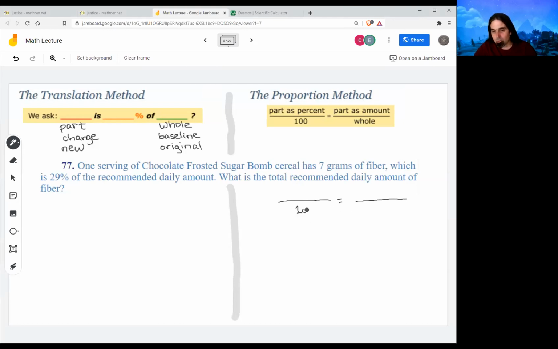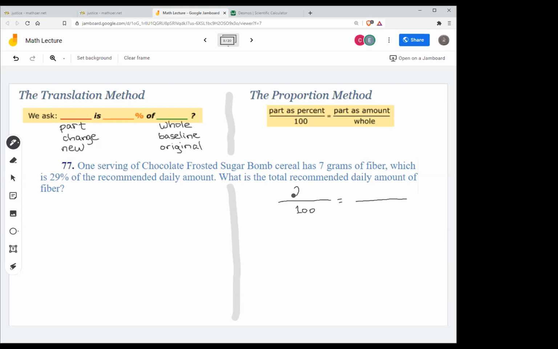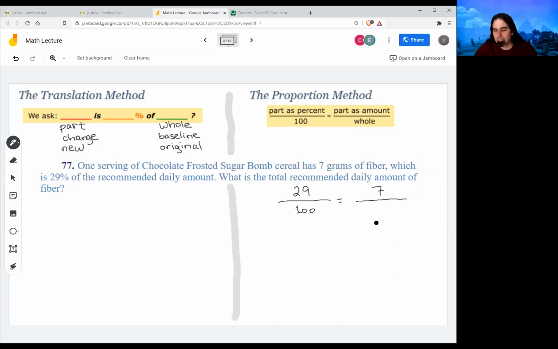This one's always 100. We might as well just fill it in. What's the part as a percent? That's usually easy if they give it to us. 29. And then which of the others are part and whole? 7 is part. And the whole we don't know.